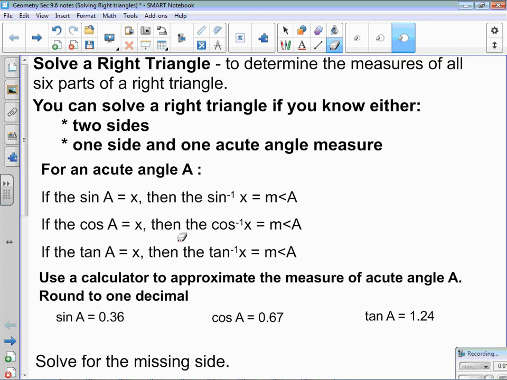So basically what this part right here is telling us is that if we know what the sine, cosine, or tangent of an angle is, then we can use the inverse sine, cosine, or tangent button and basically go in reverse and use the sine, cosine, or tangent to find the measure of the angle. Where yesterday we were using the angle to find the sine or cosine.